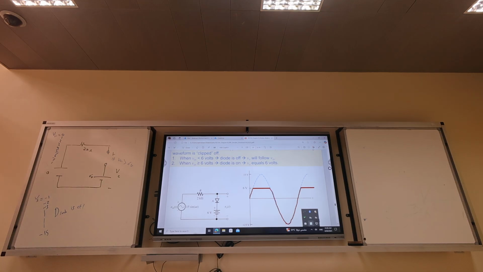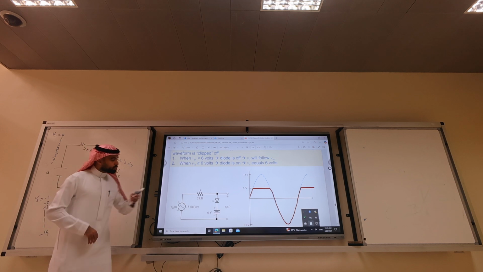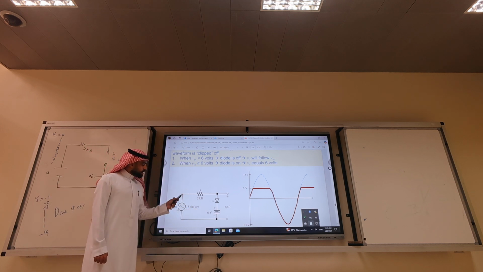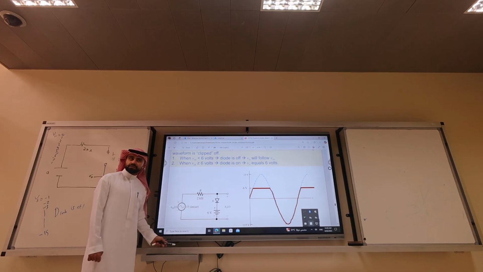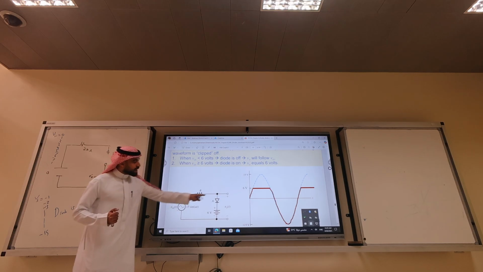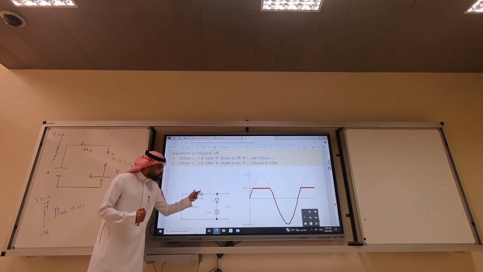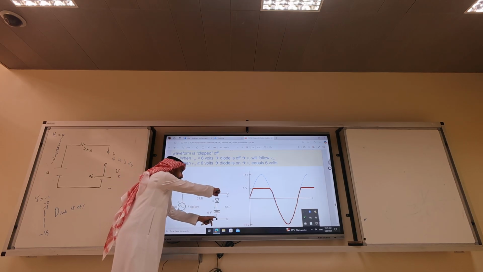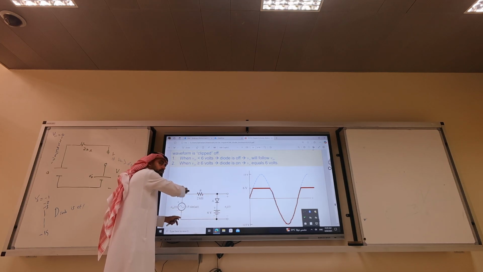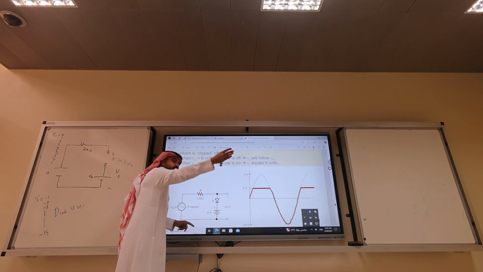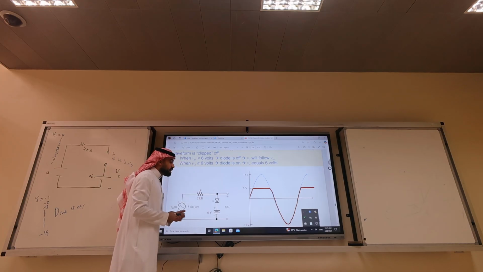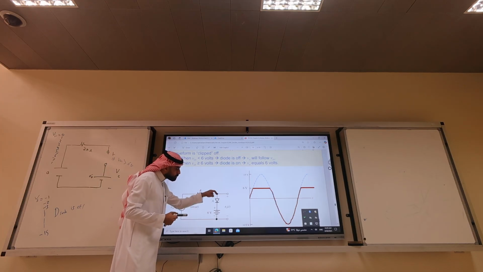Let me repeat one more time. You always need to look at what is inside the circuit. Here we have a sinusoidal of 15. So the peak is 15 and minus 15. From minus 15 up until 6, the anode will be less than the cathode. So the diode will be off, so it will be open circuit. If the diode is open circuit, no current flows. So V input matches the output. The moment the diode turns on, this will be a short circuit.